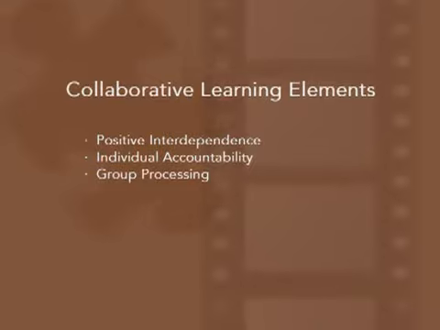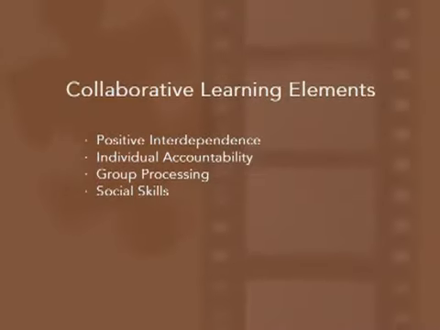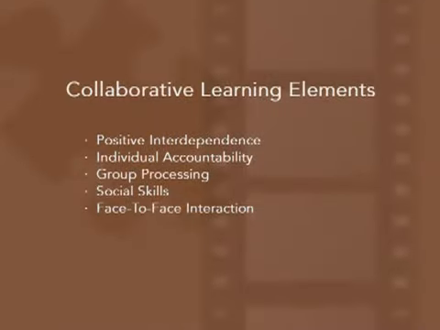For group processing, I don't really do a formal group processing after this. I address the class: what did you do well, what do you think you could do better as a group? For social skills, we are using the higher levels of social skills, especially as they relate to Bloom's taxonomy and critical thinking, using that knowledge and applying it towards the case study. And again, social skills are important. Face-to-face interaction, of course, they're in groups, so that covers the fifth element.